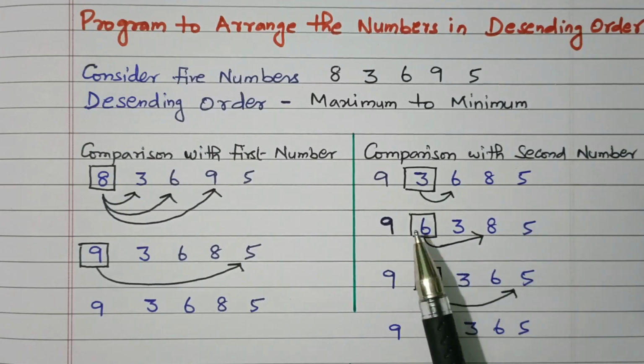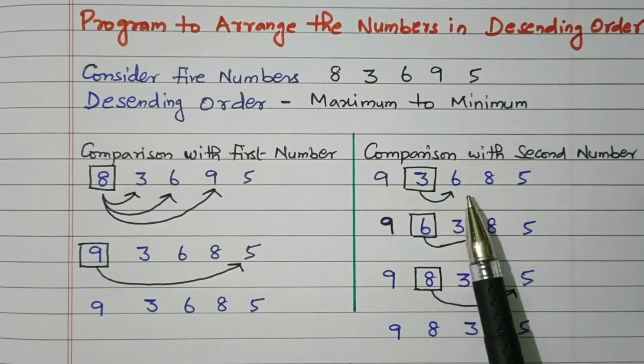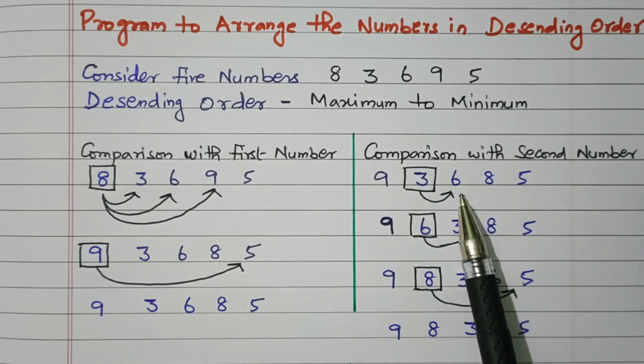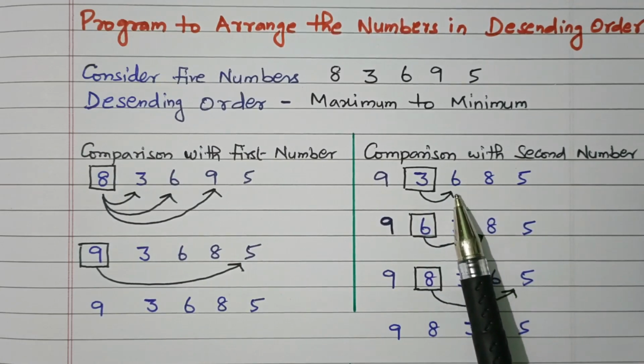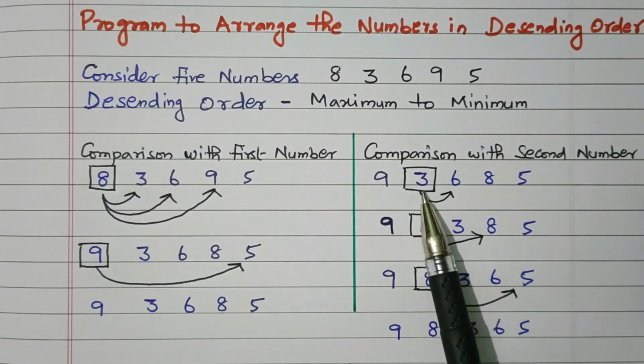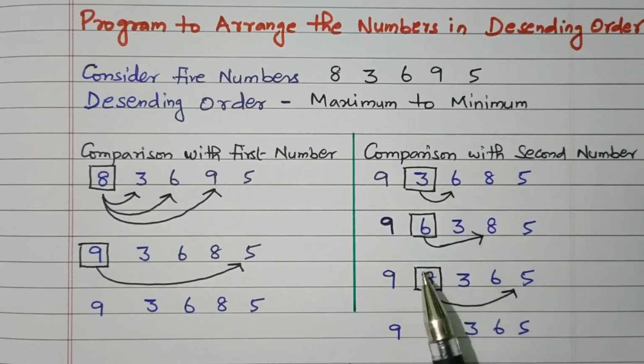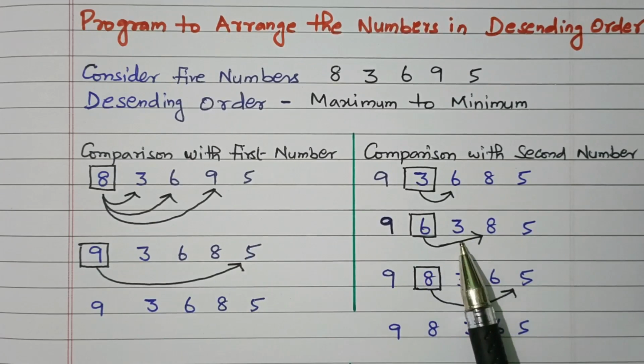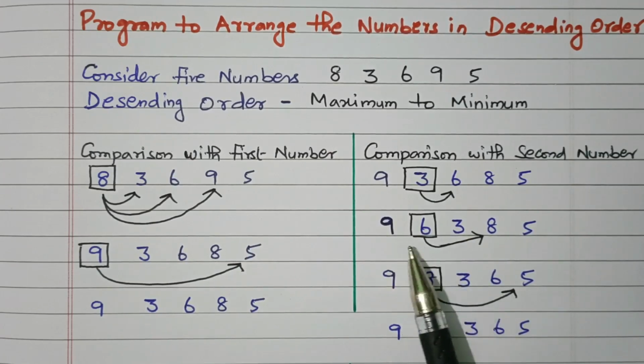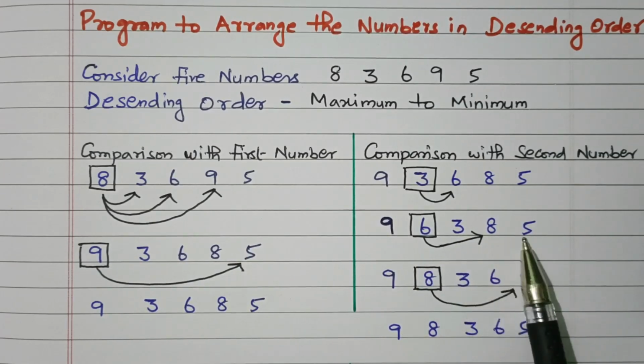The second number is now 3. 3 is verified with the third number. The third number is 6. This number is greater. The 6 is greater than the second number, so we need to interchange. Right? 6 is placed in the second position and 3 is placed in the third position. So it becomes 9, 6, 3, 8, 5.